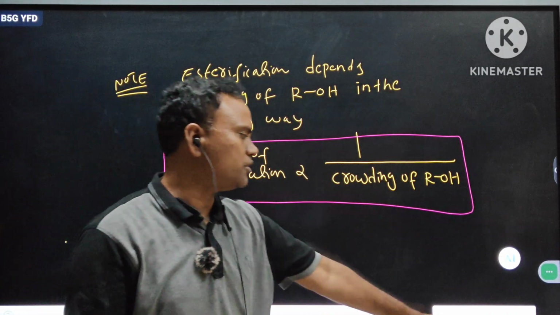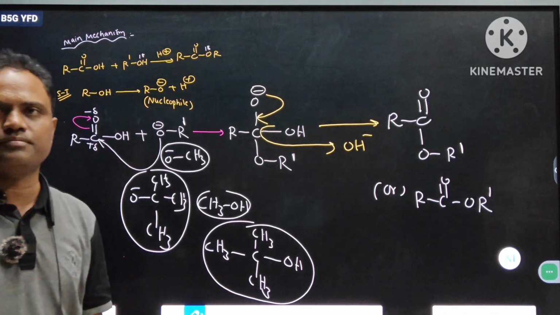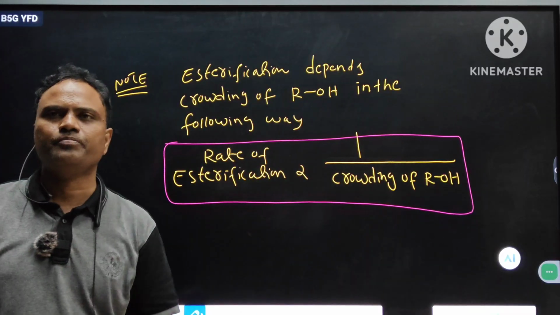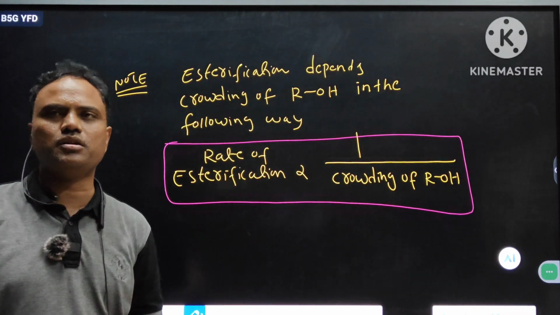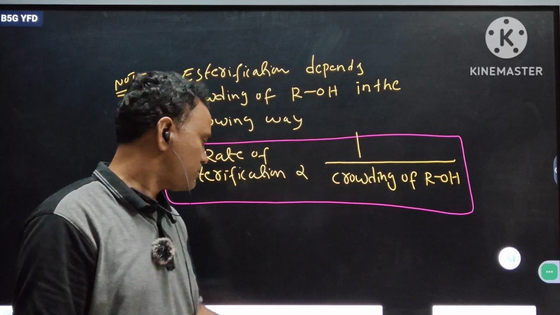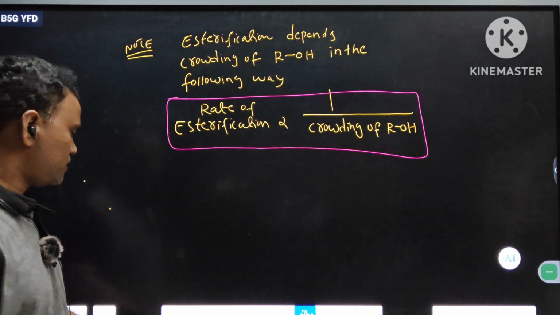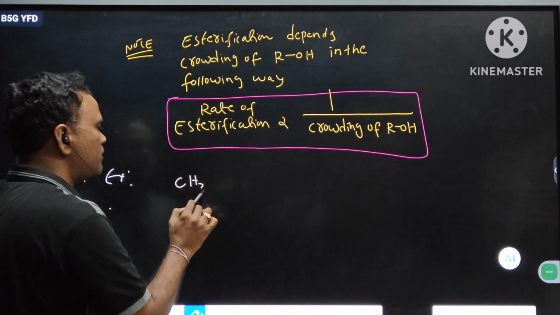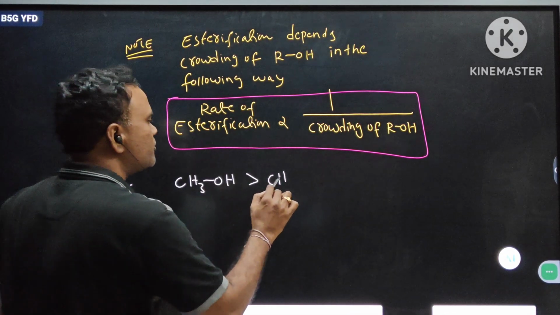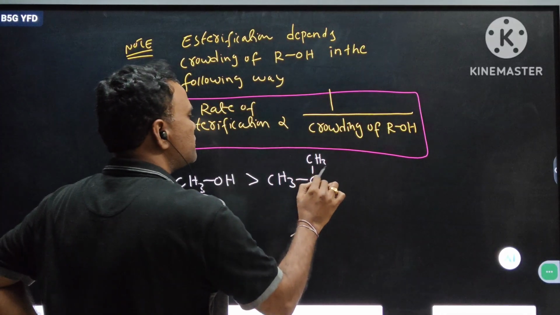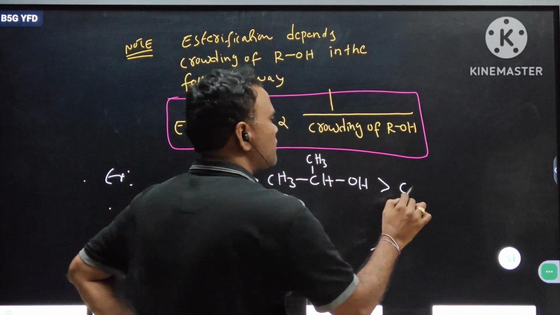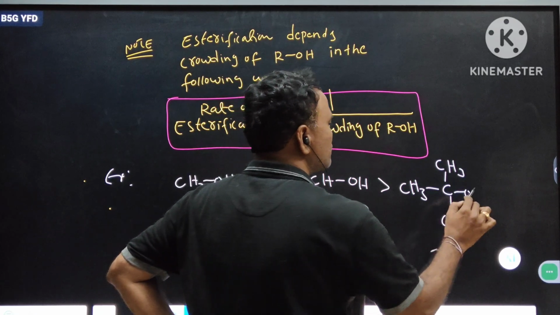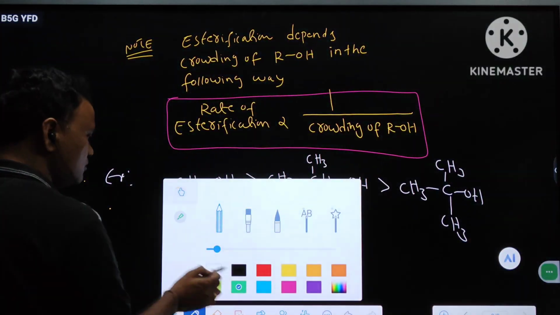And I explained the reason also. Once we get this movement, kinetic term. So instead of that, you can remember this relation. Smaller alcohol readily participates in the esterification reaction. I'll give you an example. See this one. Methanol readily participates in the esterification reaction than isopropyl alcohol, than tertiary butyl alcohol. Tertiary butyl alcohol is a more crowded alcohol, bulky alcohol. So methanol readily undergoes esterification.